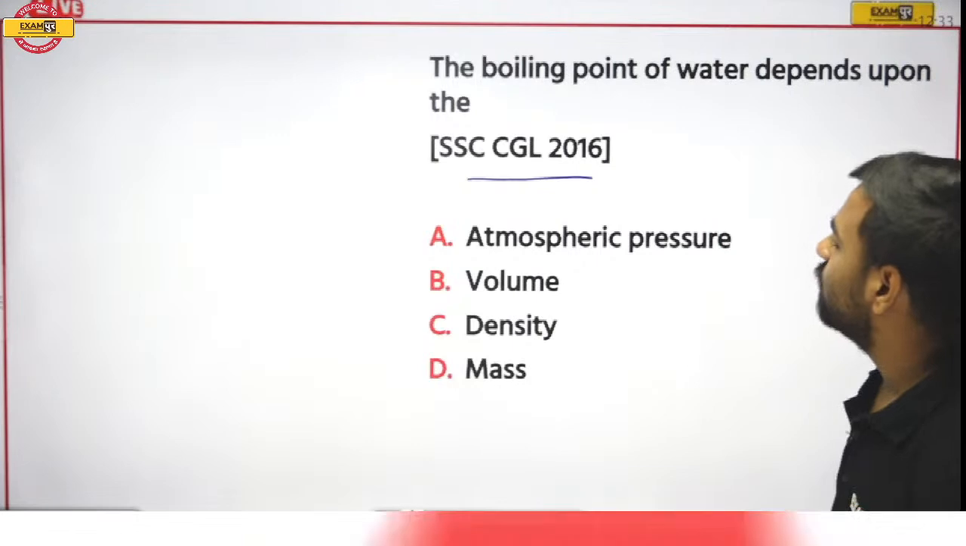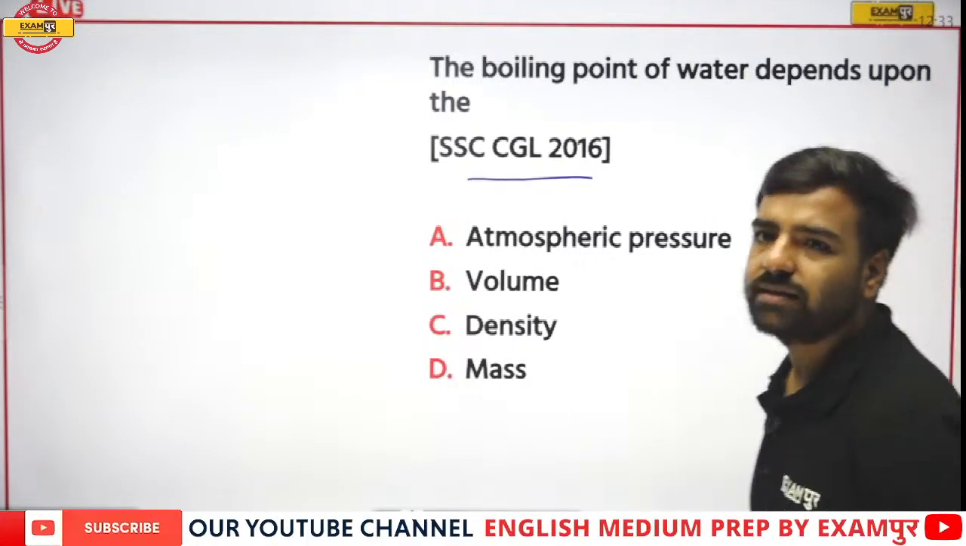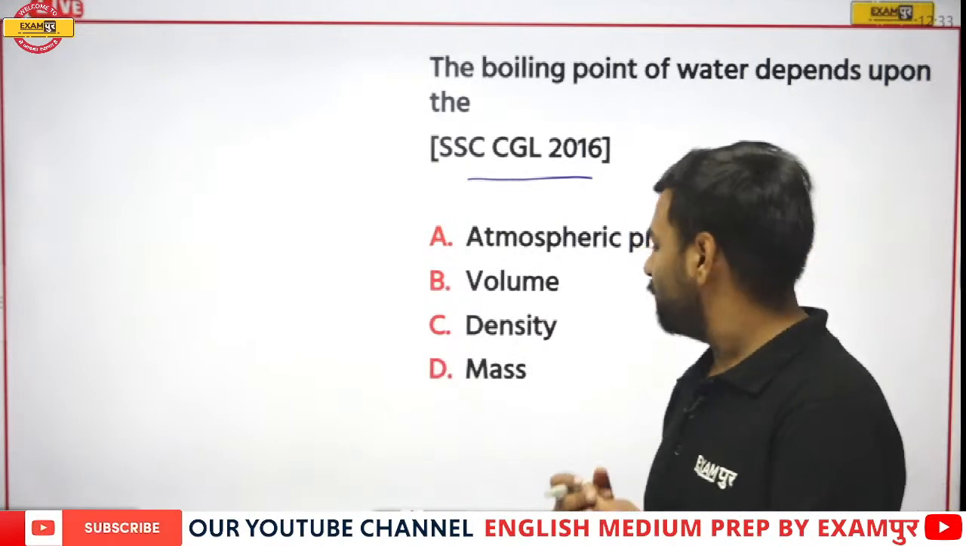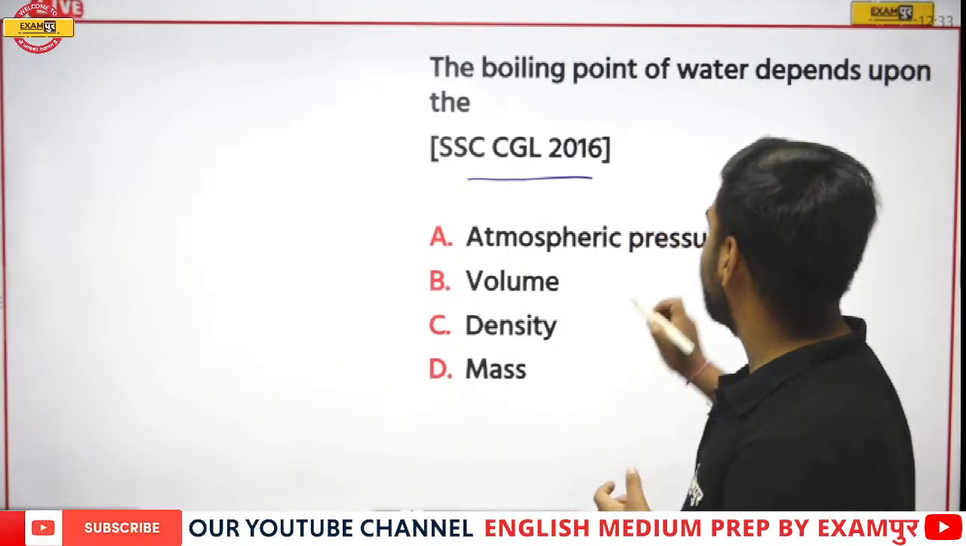This is from CGL 2016. Is it atmospheric pressure? Is it volume? Is it density? Or is it mass? So if you are going with mass, then this would be wrong. The correct answer would be atmospheric pressure.